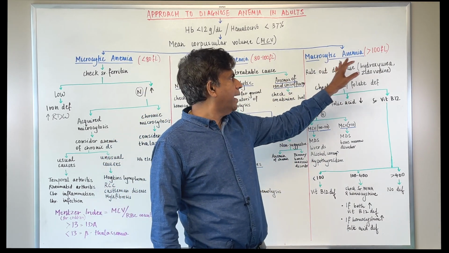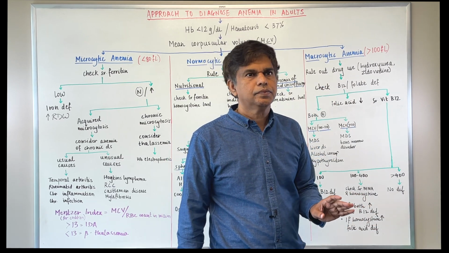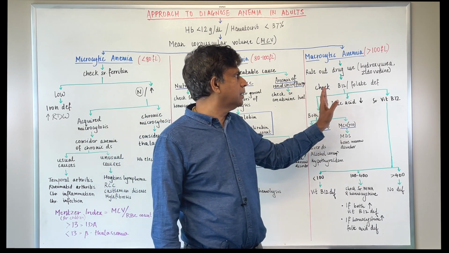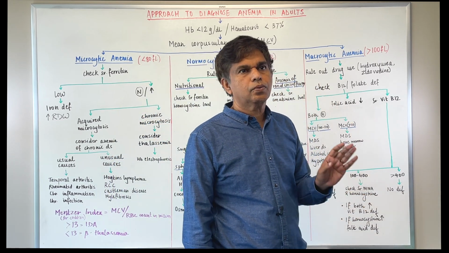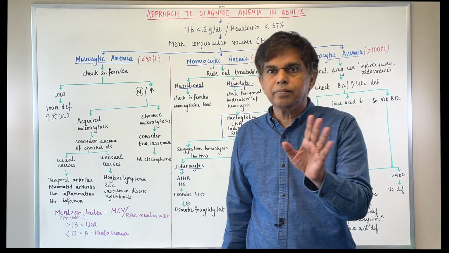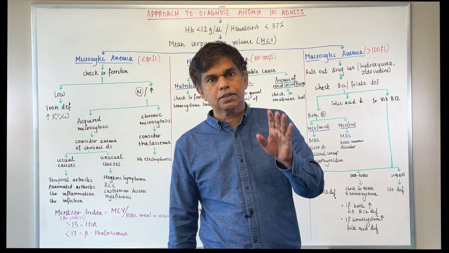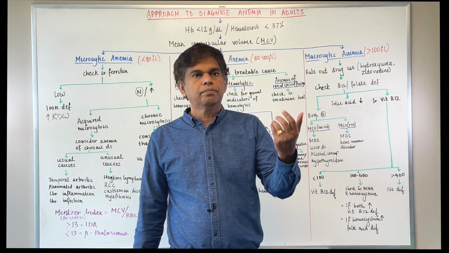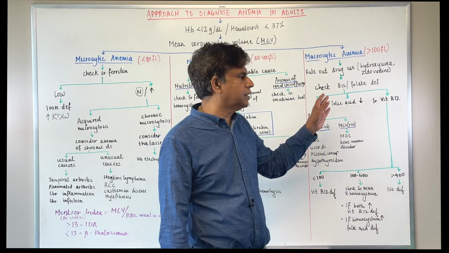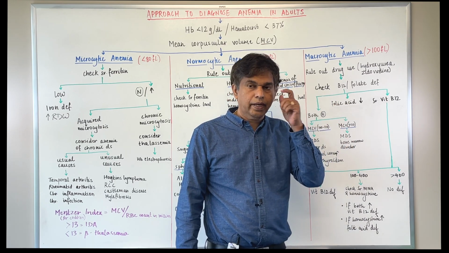What is this called? A macrocytic anemia. Somebody tell me what is the number for macrocytic anemia? More than 100? If it is more than 100, we'll say macrocytic anemia. So first thing, you have to make sure you rule out the two drugs. What are the two common drugs? Hydroxyurea and sitagliptin. Everybody got that? Hydroxyurea and sitagliptin. Those two drugs can cause the MCV to go really high.